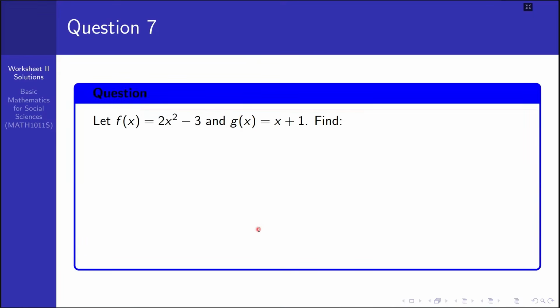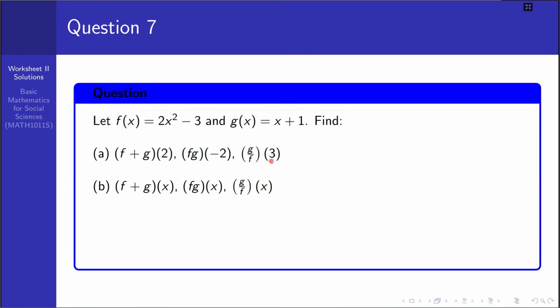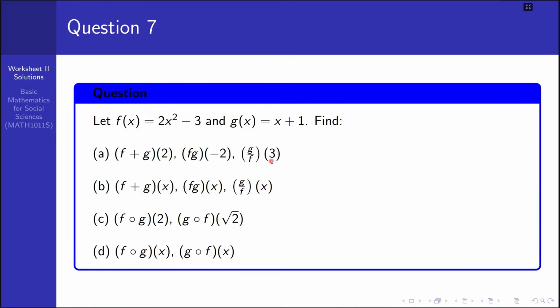Okay, next using that formula, let f of x be 2x squared minus 3 and g of x be x plus 1. This is an operation on functions. First we are asked f plus g of 2, f times g of negative 2, g over f of 3, then f plus g of x, f times g of x, g over f of x, f composite g, g composite f, and again. So we will see these: two kinds, operations and composition, using that formula.